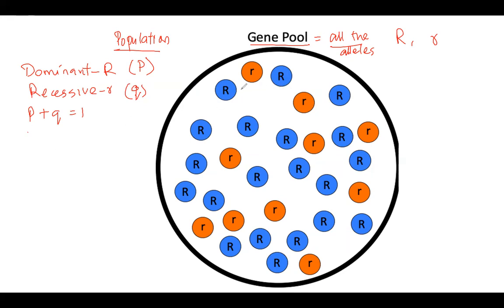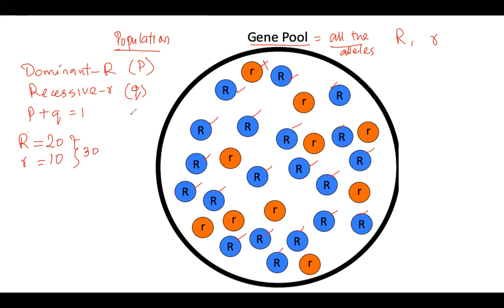Okay, let's count the number of R's. 1, 2, 3, 4, 5, 6, 7, 8, 9, 10, 11, 12, 13, 14, 15, 16, 17, 18, 19, 20. Okay, so there are 20 of them. In 20 individuals, 20 animals have capital R, for example. And the other one, small r, is 10. So what's the total number here? It's 30.